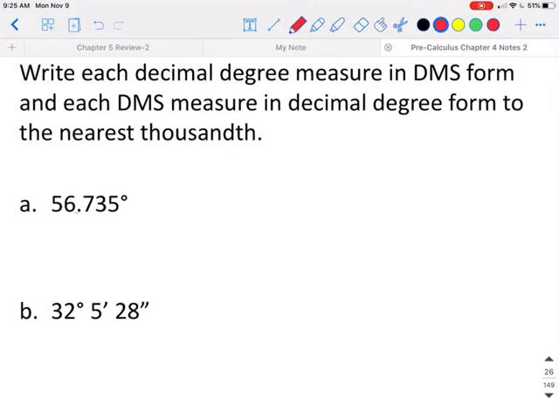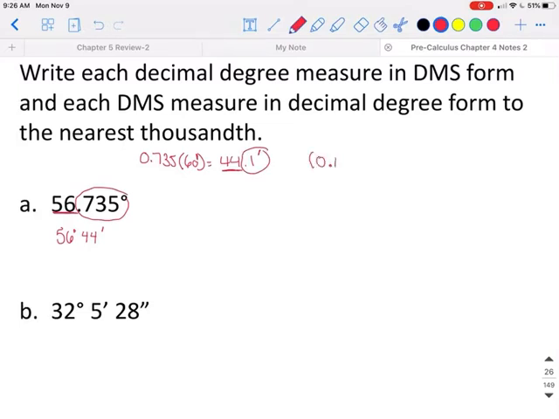So to do this, if it's in decimal form, whatever is in front of the decimal is just your number of degrees. Now you're going to take the decimal part and multiply it by 60 because we know there are 60 minutes in 1 degree. And that's going to give us 44.1 minutes. Now we're just going to take the part in front of that decimal. That's how many total minutes we have. We have 44 minutes, but we still have that 0.1 minute.